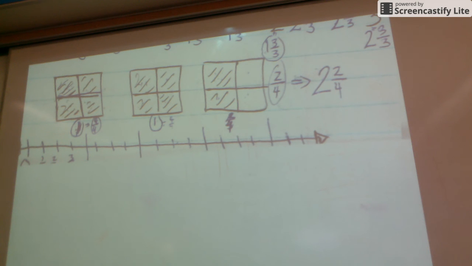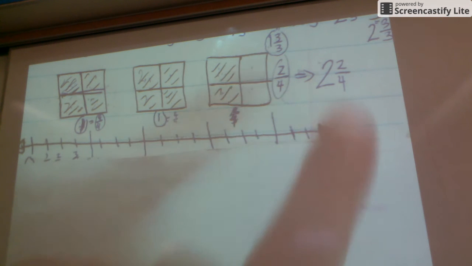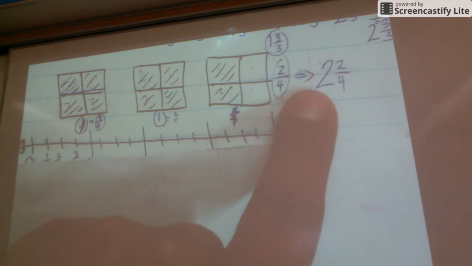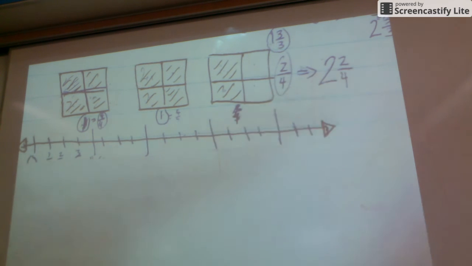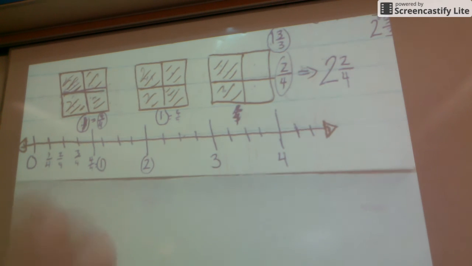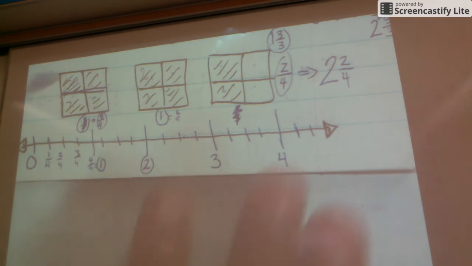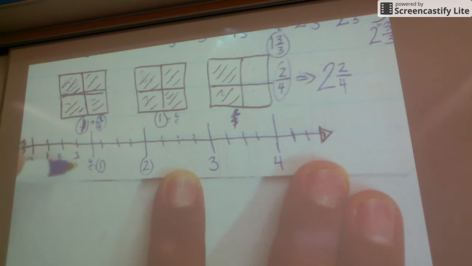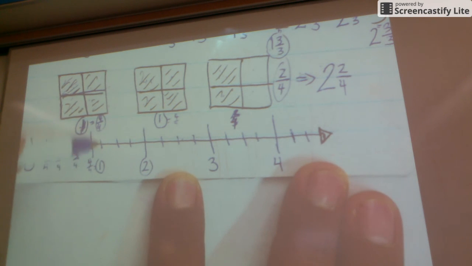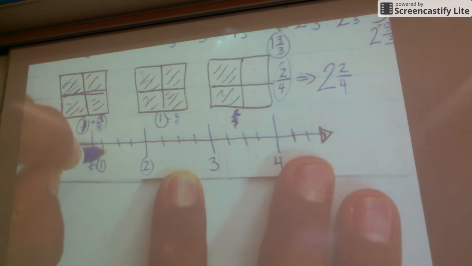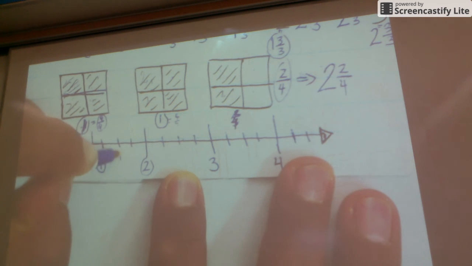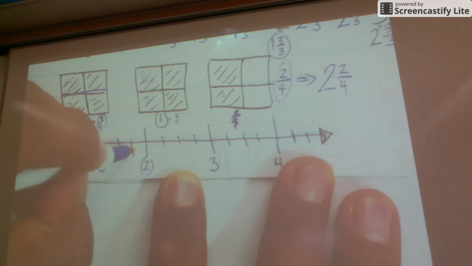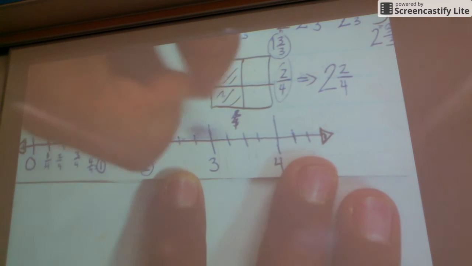Now, we need to figure out where this number is on the number line. Okay, so I know that it's going to be between 2 and 3 because I know that this is 2 wholes, and 2 out of 4 is a little bit bigger than 2, but still it's less than 3, so I need to figure out where this is. Okay, so I'm going to start from 0. So I'm going to create my numbers: 1 out of 4, 2 out of 4, 3 out of 4, 4 out of 4, which is 1 whole, and then this is going to be 1 and 1 out of 4, 1 and 2 out of 4, 1 and 3 out of 4.